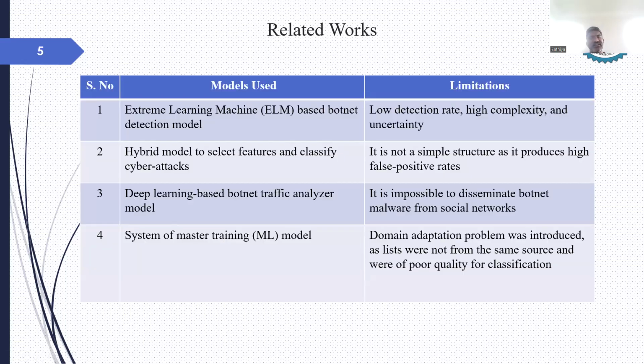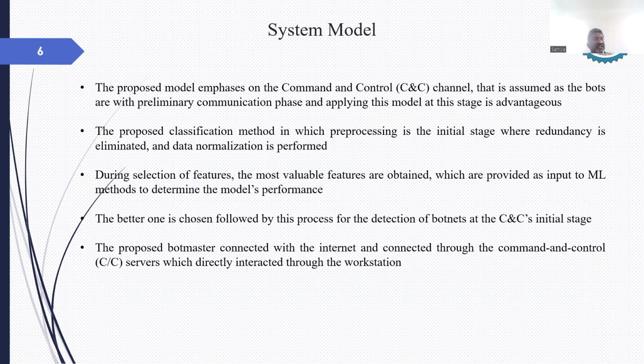This is the related work that has been completed, where models have been used, and there are certain limitations that we are going to talk about. ELM has a low detection rate, high complexity and uncertainty. The hybrid model, which selects features and classifies cyber attacks, does not have a simple structure and produces high false positive rates. The deep learning based botnet traffic analyzer model cannot disseminate botnet malware from social networks. And the final one is the machine learning model, whose limitation is the domain adaptation problem, as the lists were not from the same source and were of poor quality for classification.